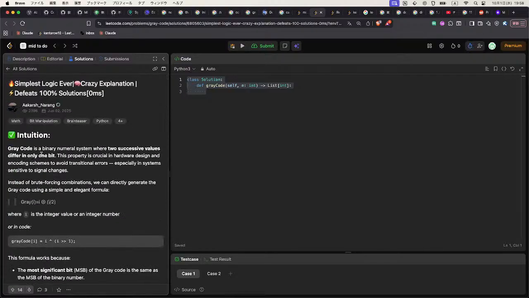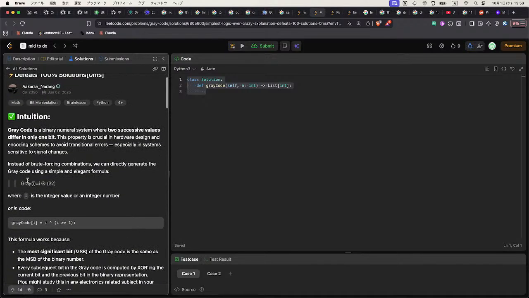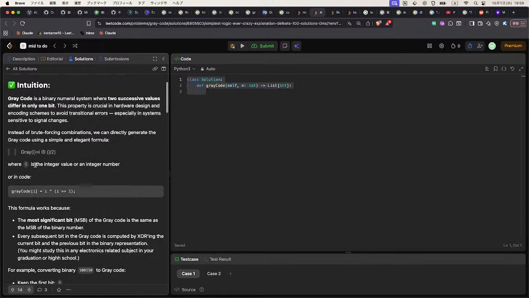Gray code is a binary numeral system where two successive values differ in only one bit. This property is crucial in hardware design and encoding schemas to avoid transitional errors, especially in systems sensitive to signal changes. Instead of brute forcing combinations, we can directly generate the gray code using a simple and elegant formula, like this, where i is the integer value.